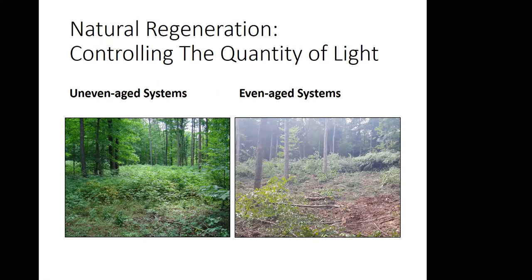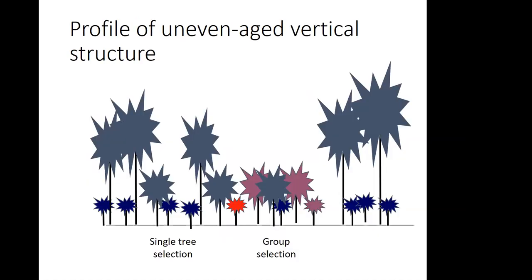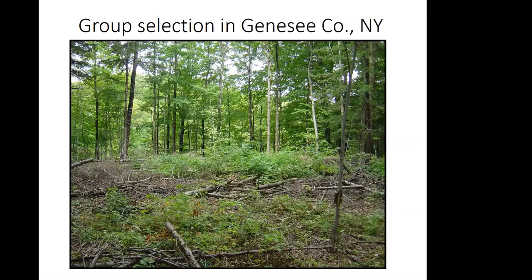More commonly in New York, in the Northeast, we do what's called natural regeneration. So we manage sunlight either at a small scale for uneven age systems, so we have patchworks of different ages of openings, or we have large scale openings that are even aged systems. An uneven age system is either single tree or group selection. You can see the group selection has a greater diversity of tree species by the colors. I'm using those to symbolize different tree species. More sunlight, you can accommodate a greater variety of tree species.